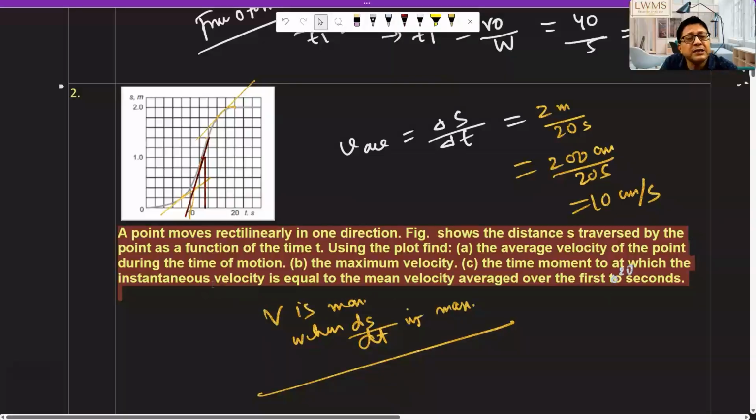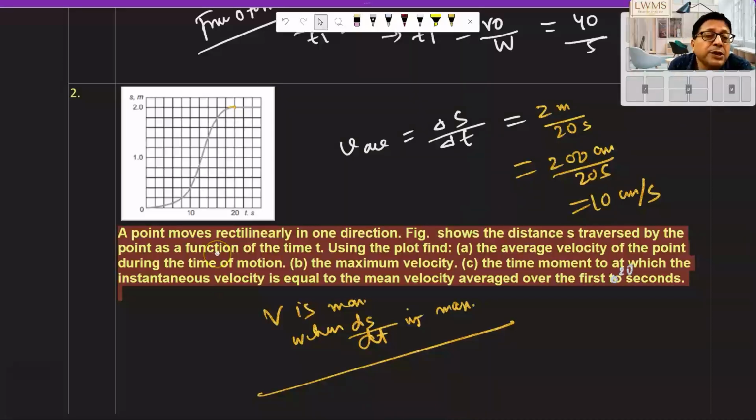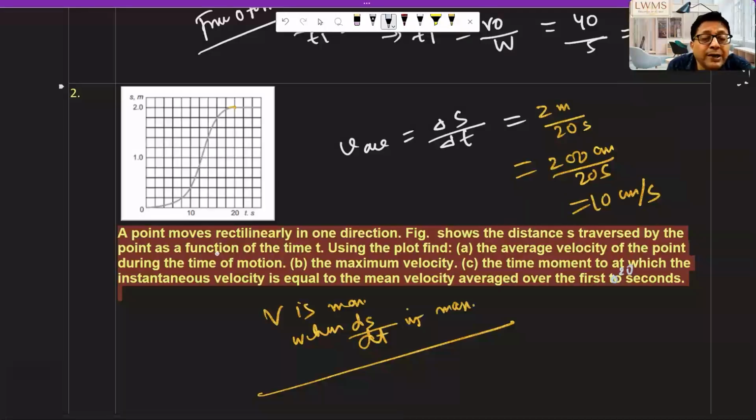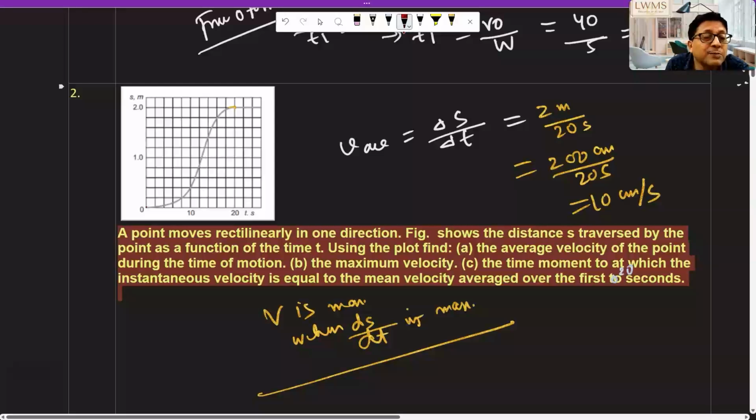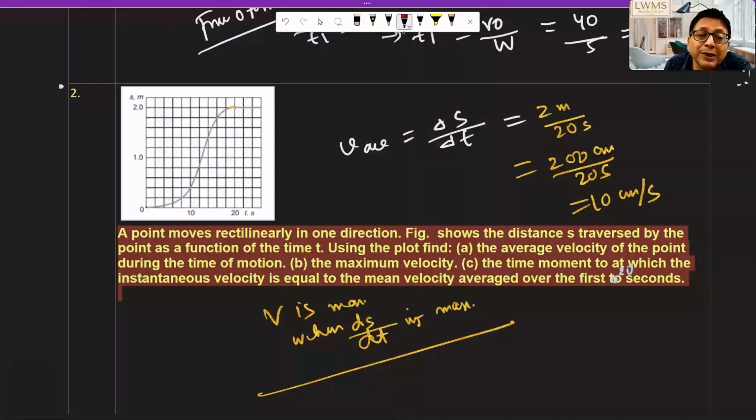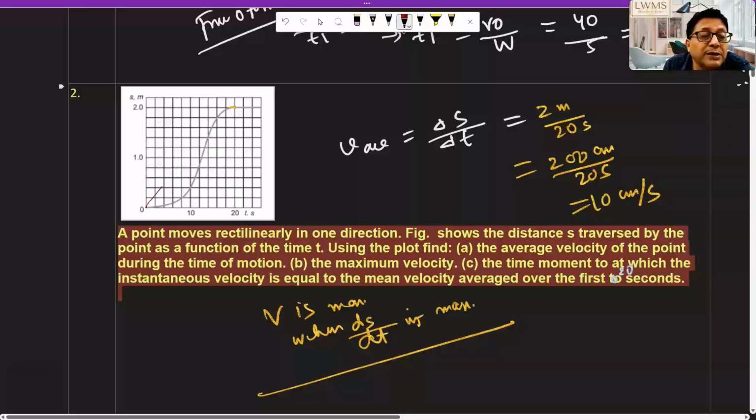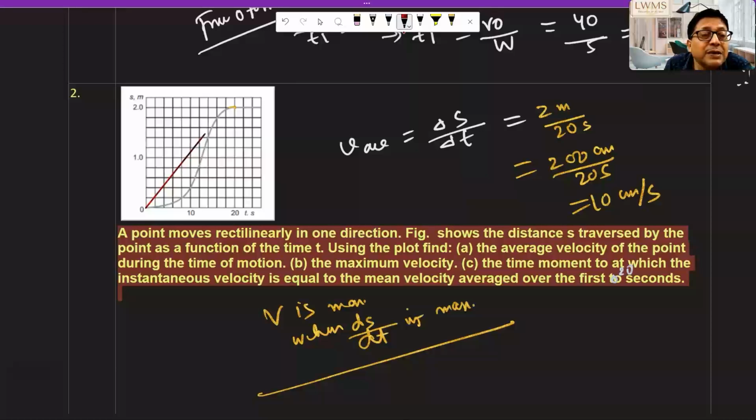Average velocity and instantaneous velocity, where will they coincide? The particle starts from here. The average velocity will be in the direction of the average displacement. So find the point on the curve where the line segment joining the origin to the point coincides with the tangent drawn at that point.